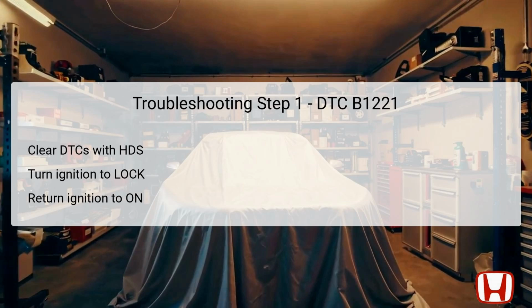Begin the troubleshooting process by clearing the diagnostic trouble codes, DTCs, from the vehicle system using the Honda Diagnostics System, HDS. This action resets the engine control unit, helping to eliminate any lingering faults that aren't active. After clearing the codes, turn the ignition switch to the lock position, 0, then switch it back to the on position, 2. This allows the vehicle's electronics to reset and prepare for the next steps.